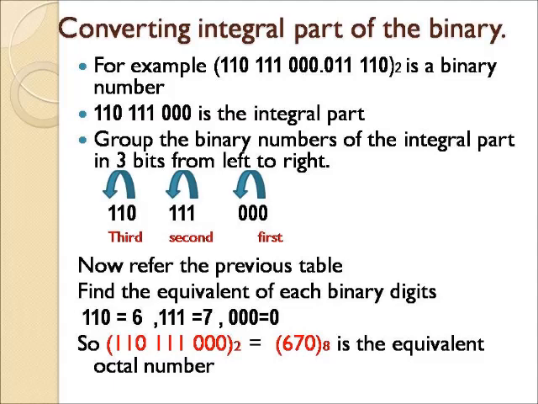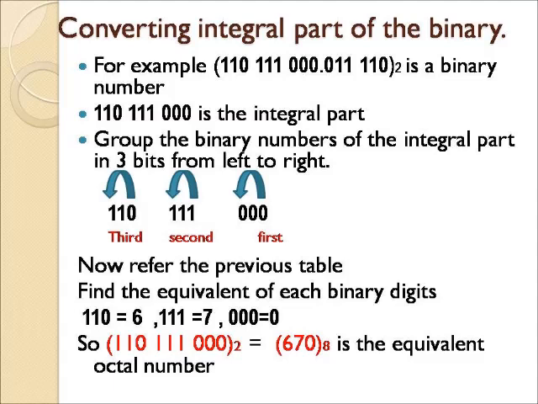So here you can see on the screen, we are arranging the digits as groups of 3, and it starts from the right. So 000 is the first group, 111 is the second, and 110 is the third.